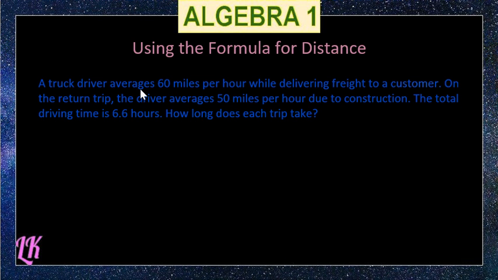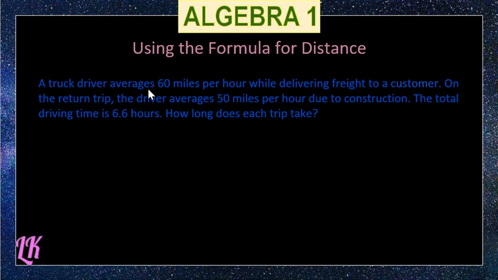So let us consider an example. A truck driver averages 60 miles per hour while delivering freight to a customer. On the return trip, the driver averages 50 miles per hour due to construction. So the total driving time is 6.6 hours. So how long does each trip take? Now let us summarize the information for each trip using the distance formula.